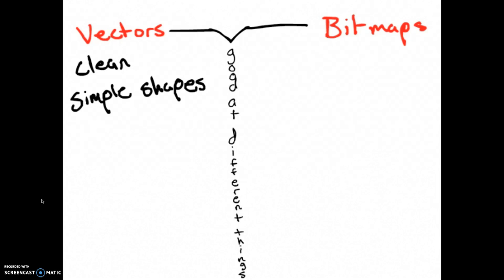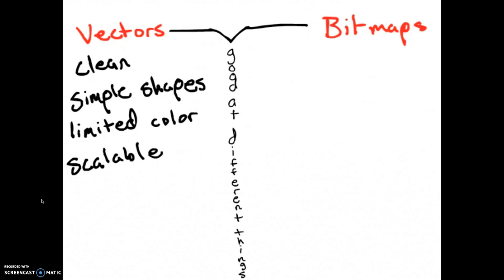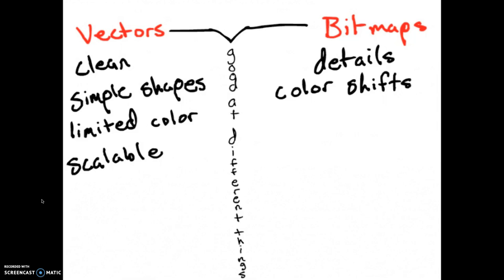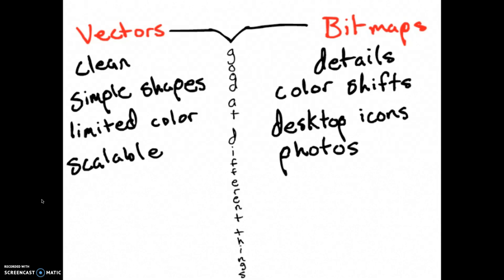Vectors are good at making clean, simple shapes, which usually is a limited color code. They're also perfect for images that need to be scaled, either larger or smaller. Bitmaps, on the other hand, are good at detail, usually things like color shifts. They're also far better for sub-compact pixel designs like desktop icons. Bitmaps are also how photographs and scans are stored, since it's impossible to capture an image as a vector.